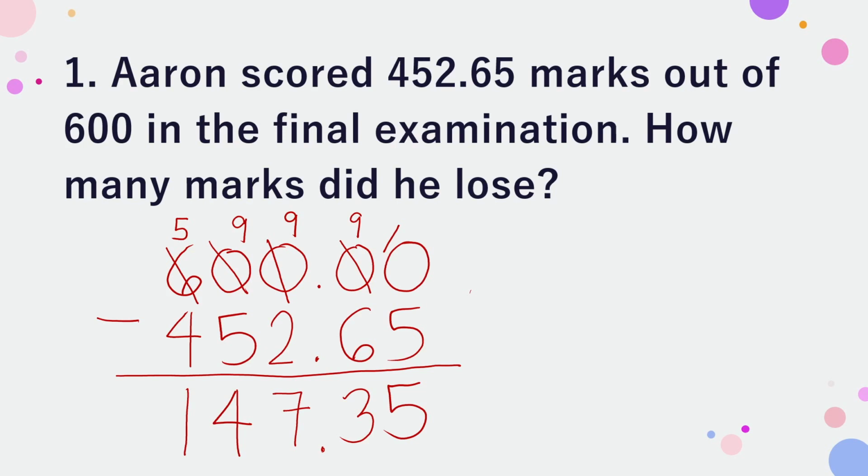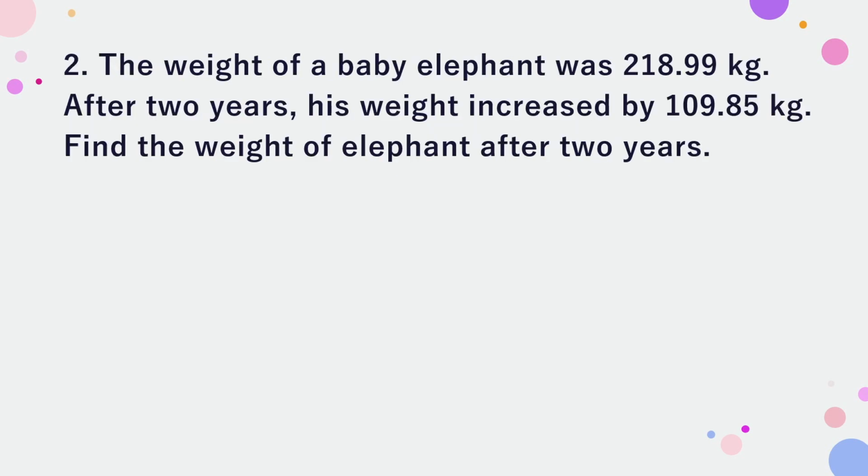Okay, let's proceed to the second problem. I prepared 20 problems for today, by the way. What about number 2? The weight of a baby elephant was 218.99 kilograms. After 2 years, his weight increased by 109.85 kilograms. Find the weight of the elephant after 2 years. What operation are you going to use over this problem? Addition, because of the word increased. Am I right?